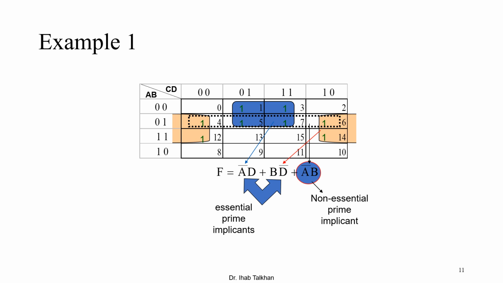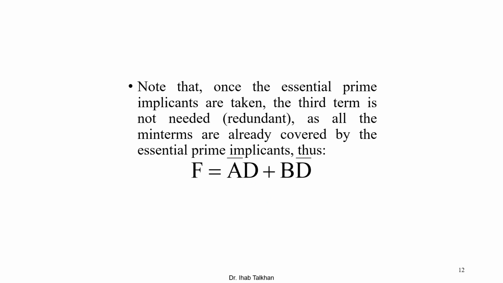So the function here at the end is f equals A bar D plus B D bar. We took only the essential terms, and the non-essential we can take out from our equations, and this is what happened in this example.